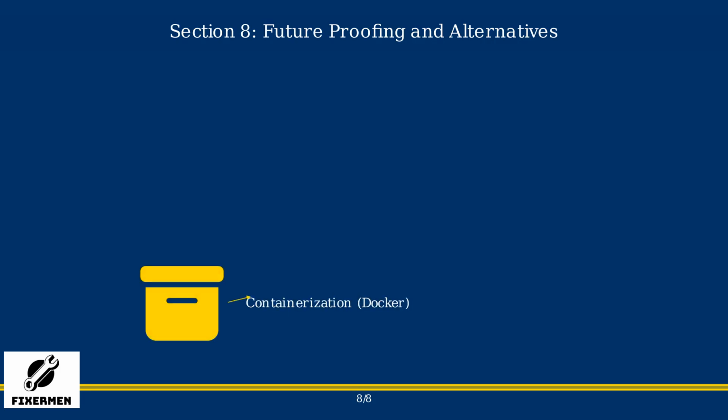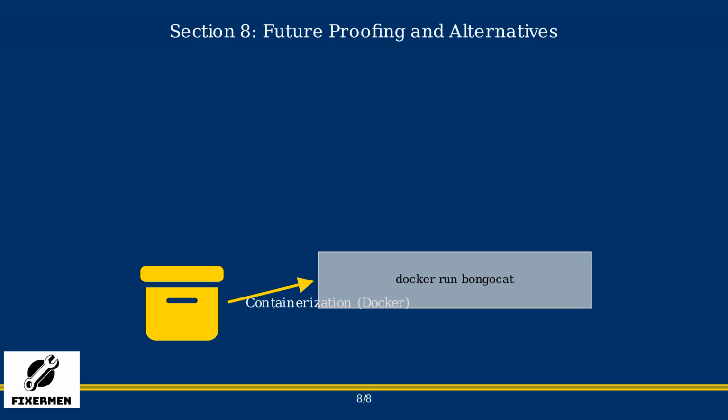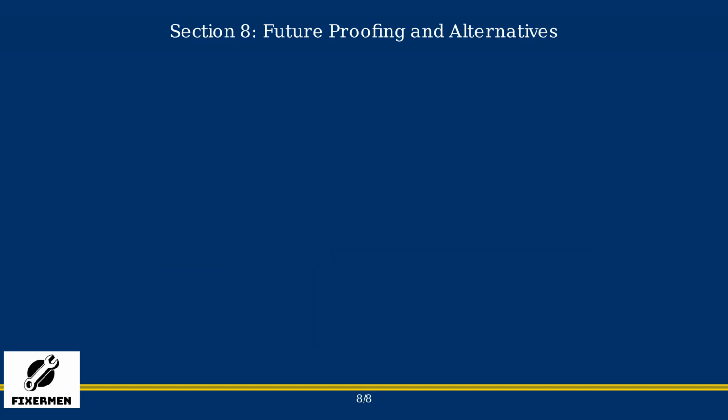Future versions of Bongo Cat may utilize containerization technologies like Docker. This approach packages the application and all its dependencies into a container, ensuring consistent execution across different systems without missing executable errors. Keep an eye on the official GitHub repository for updates and fixes from the maintainers. Regular updates address compatibility issues and provide new features, helping to prevent future executable problems.